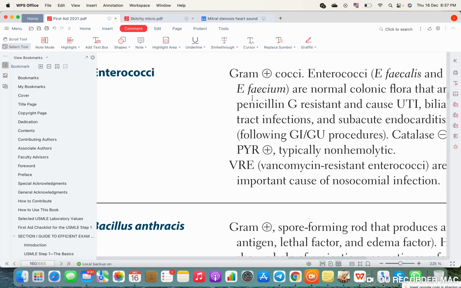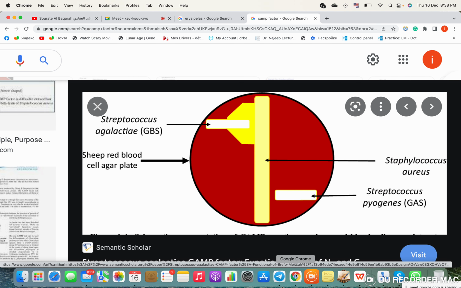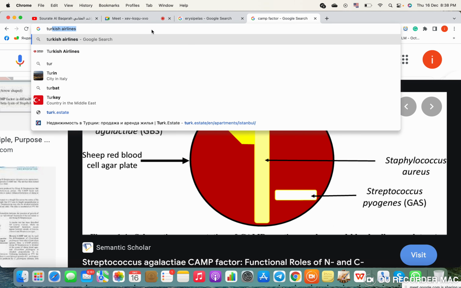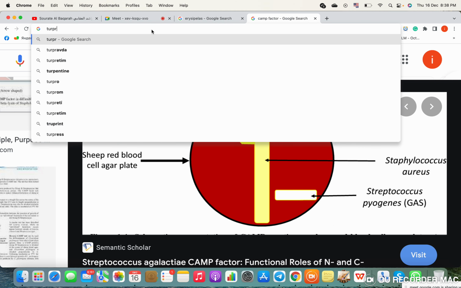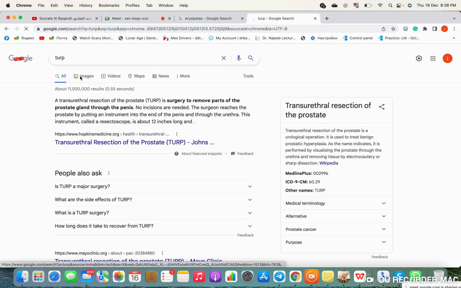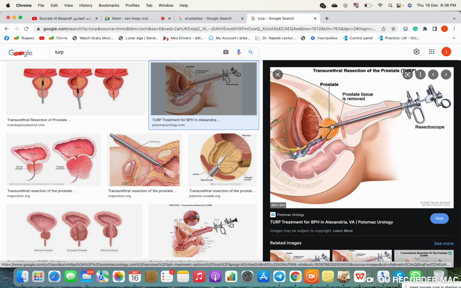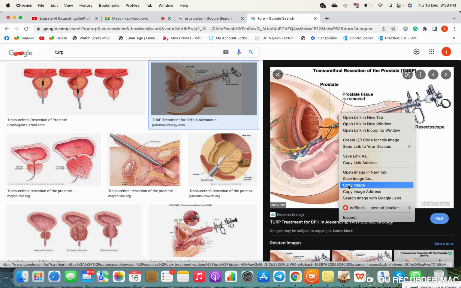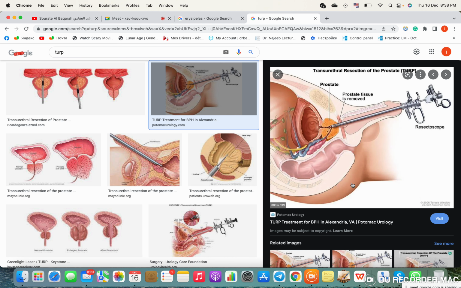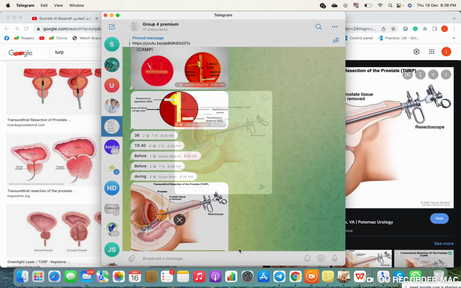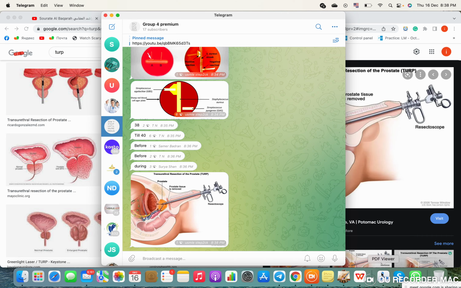Can you please make a note here? Transurethral prostatectomy. It's something like this. Transurethral prostatectomy. Okay? Please know about it. It is the most common cause of this Enterococcus. They love to ask you about this one. Know it.